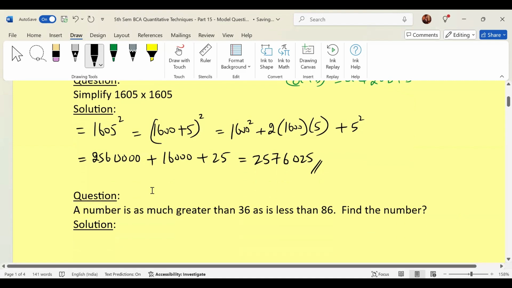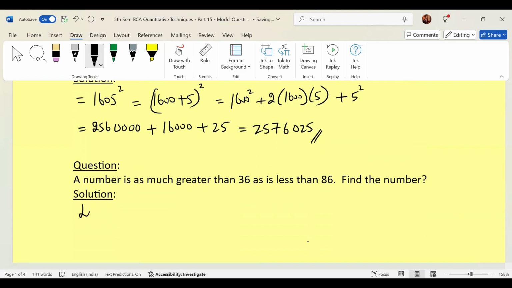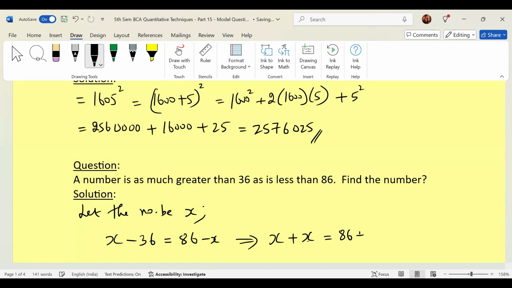A number is as much greater than 36 as is less than 86. Find the number. So we'll assume the number as, let the number be x. Now they say this number is as much greater than 36 as is less than 86, means x minus 36 is the same as 86 minus x. So if I take that negative x in the right hand side to the left hand side, it will become positive x. Bring that negative 36 in the left hand side to right hand side, it will become positive 36.